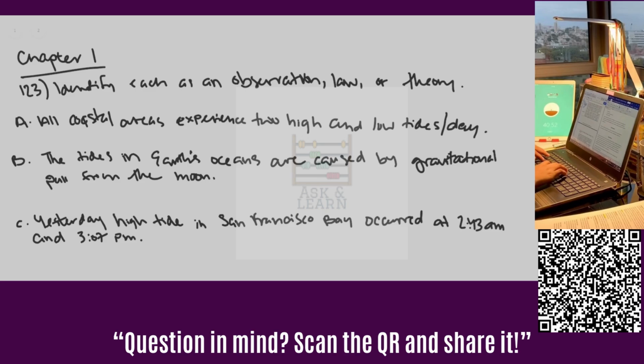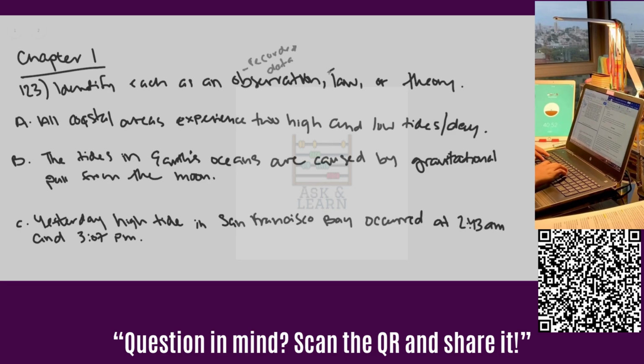Problem 123 asks you to identify each statement regarding the tides of Earth as an observation, a law, or a theory. So keep in mind that an observation is something that is able to be recorded after some experiment or just when you're out and about looking at things. Say you see four red birds and three blue birds. That's an observation. So recorded data is essentially what an observation is.